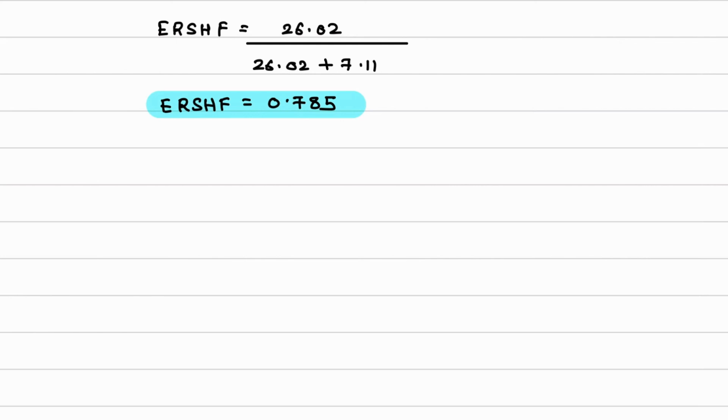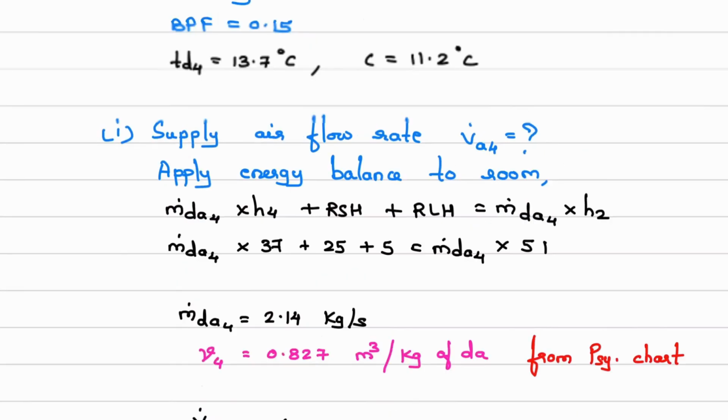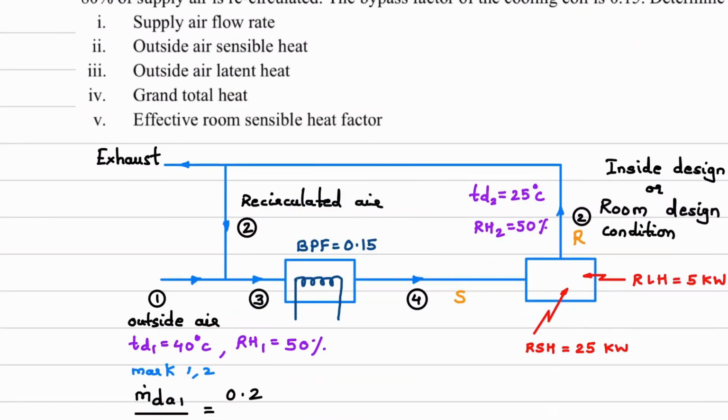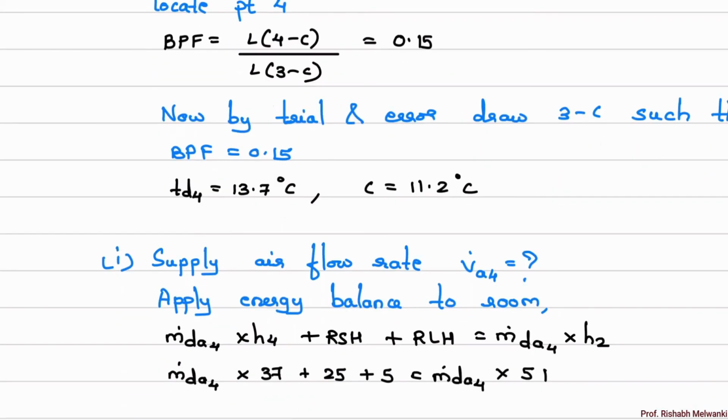Now for the sense of completion, we will go through the question again and see what all things we have done in this question. What was given in the question? Outside conditions are given, room conditions are given, bypass factor is given. What is asked? Supply airflow rate, which we calculated using energy balance to the room. Then outside air sensible heat, outside air latent heat.